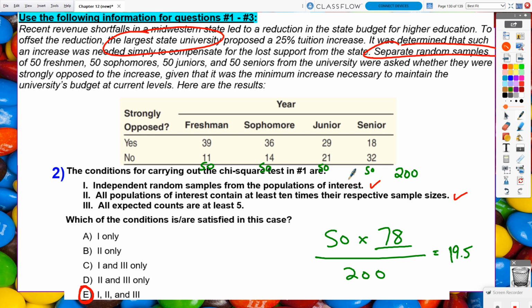So yes, it is true. They are all at least 5. So the correct answer would in fact be C.